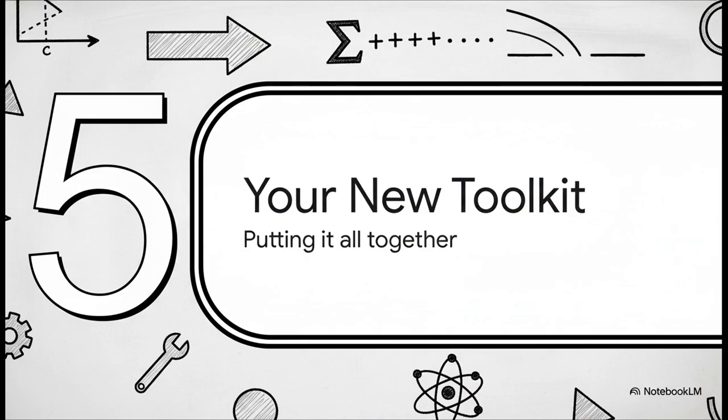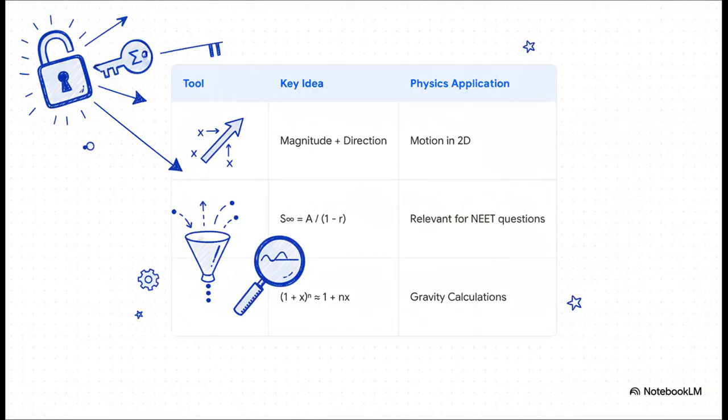Okay, let's take a step back. We've just collected our 3 essential tools: the vector, the infinite sum, and the approximation. So let's lay everything out and see the awesome kit we've just built. And there it is, your starter toolkit. You've got the vector for handling motion. You have the infinite sum for those tricky series problems. And you've got the approximation for simplifying gravity calculations. See? Each tool has a clear job.